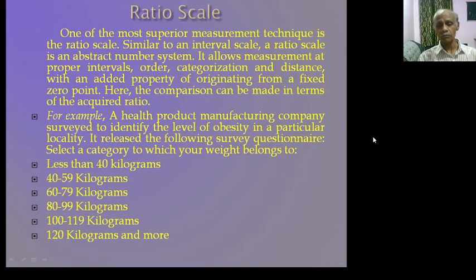For example, a health product manufacturing company surveyed to identify the levels of obesity in a particular locality. It released the following survey questionnaire. Select a category to which your weight belongs: less than 40 kilograms, 40 to 59, 60 to 79, 80 to 99, 100 to 119, 120 kilograms and more. I will give you another example here. Generally when we do research on, say, the income levels of consumers who have purchased so and so products in a particular city like Varda, then some question may be in the questionnaire like this.